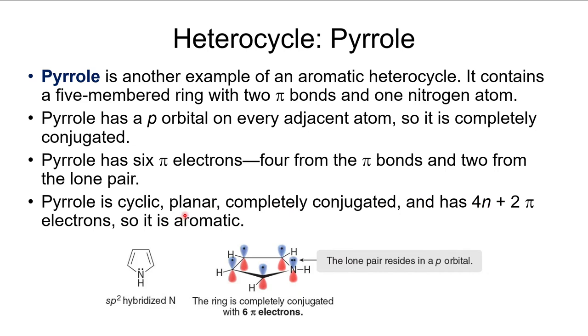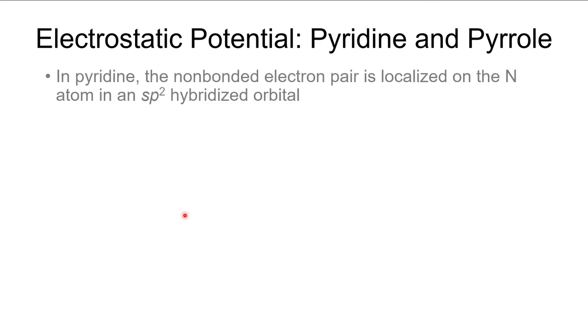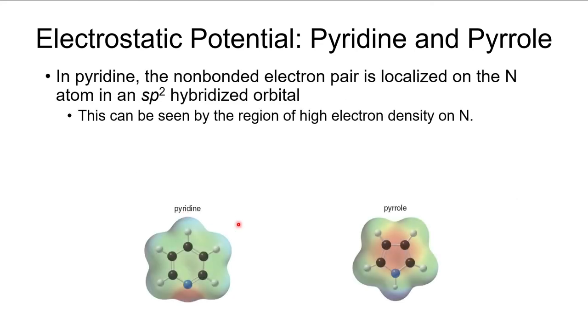So notice the difference there between pyridine and pyrrole. All right. In pyridine, the lone pair of electrons was on an sp2 hybridized orbital. And as a consequence, we're going to find that lone pair is localized on that nitrogen, making it a pretty good base. So we'll find that pyridine is actually a stronger base than the pyrrole.